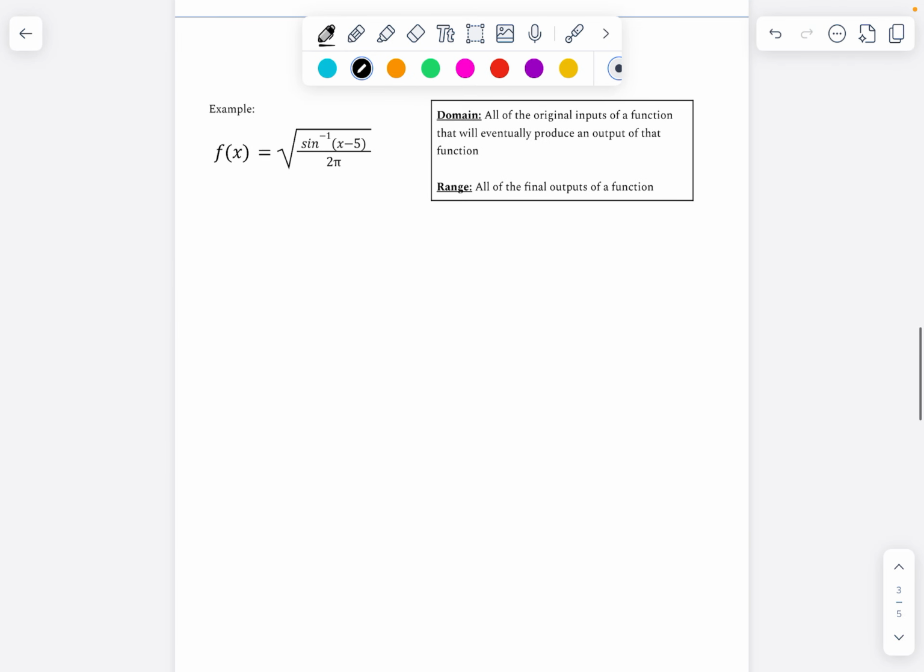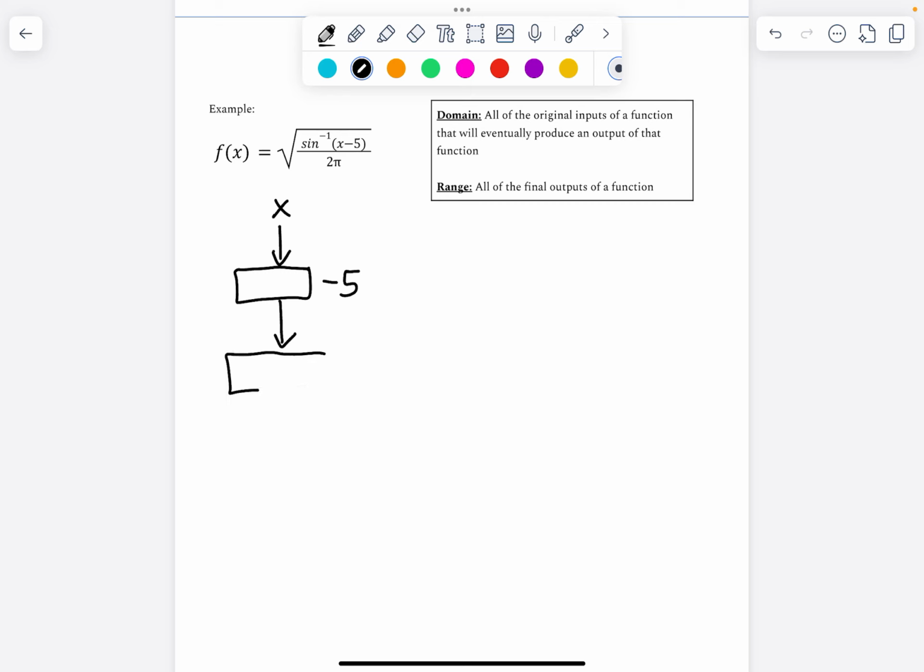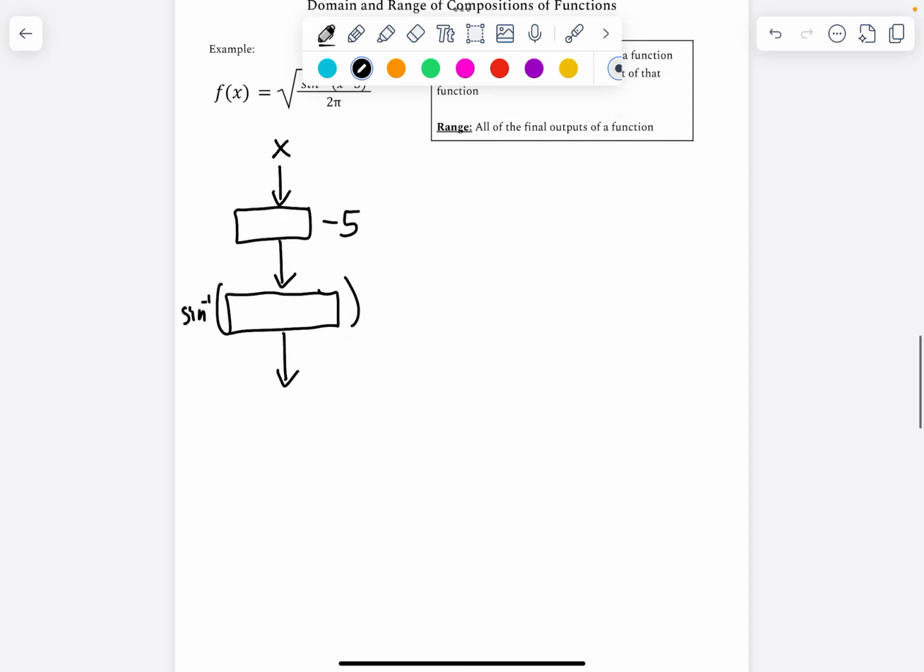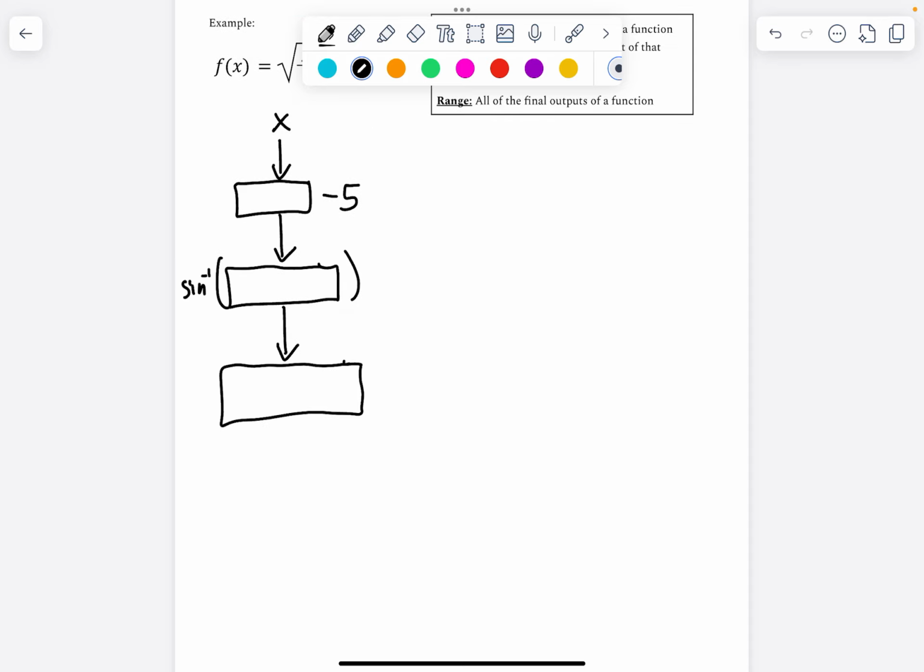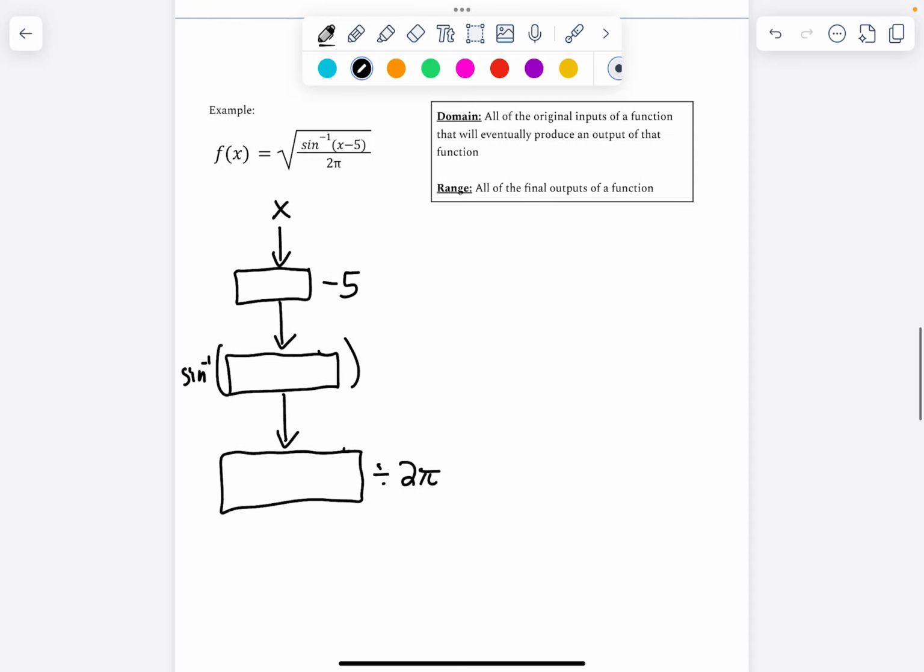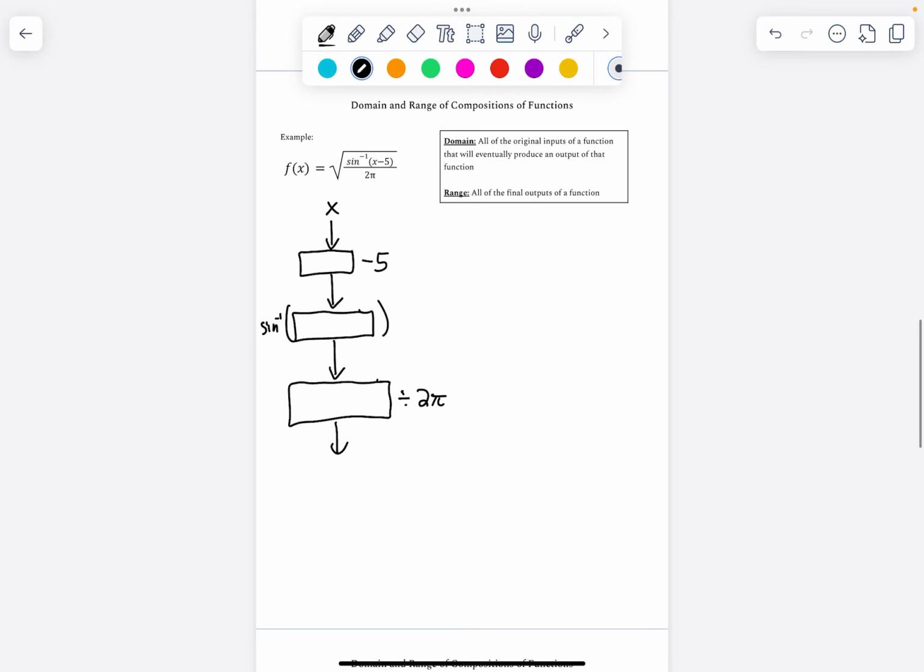So in our second example, we have the square root of sine inverse of x minus 5 over 2 pi. So we start and we model our function. We start with x's. From those x's, we are going to subtract 5. Whatever the result of that is, we're going to take sine inverse of that. Then we are going to take whatever sine inverse of that puts out, and we are going to divide it by 2 pi. And finally, we're going to take whatever all that divided by 2 pi is, and we are going to take the square root of it. And that will produce our final outputs, our y values.